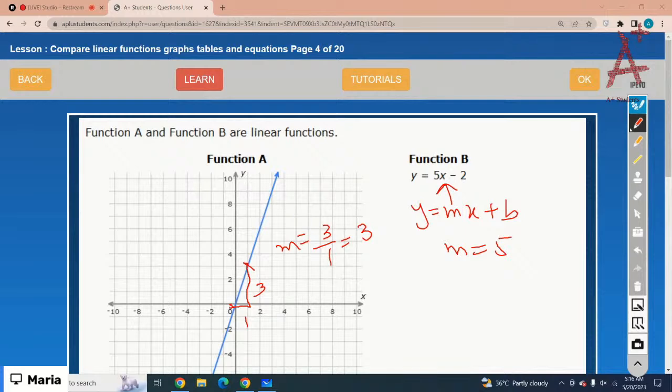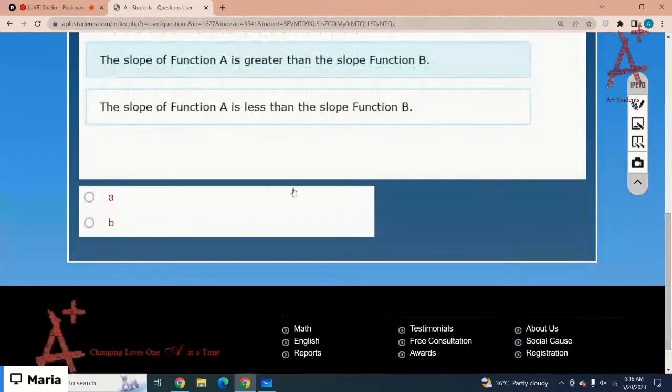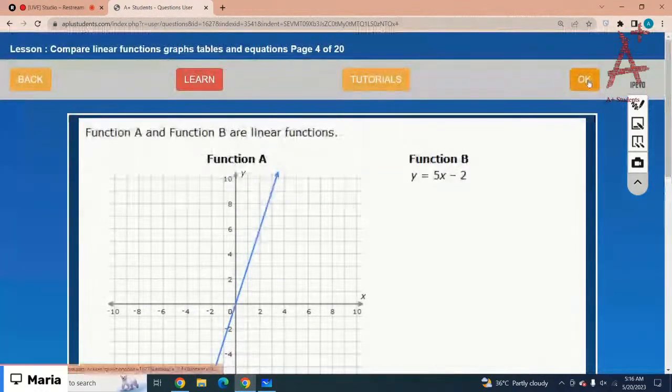So see, the slope of function A is 3 and B is 5. That means the slope of function A is less than slope of function B. Got it? Because the slope of function A is 3 and function B is 5. So slope of function A is less than slope of function B. Option number B is the correct option.